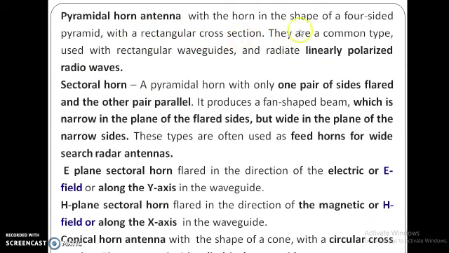So the pyramidal horn antenna is the most popularly used horn antenna, where all four sides of the rectangular waveguide have to be flared out. It uses linearly polarized radio waves. In the E-plane sectoral horn, the E field, which is along the y-axis, is flared out. In the H-plane sectoral horn, the magnetic field or H field, which is along the x-axis, is flared out.